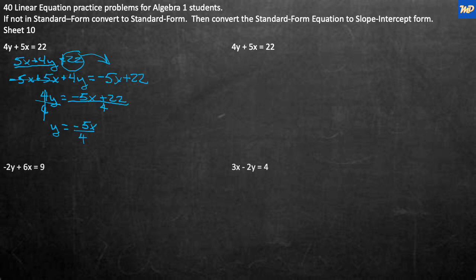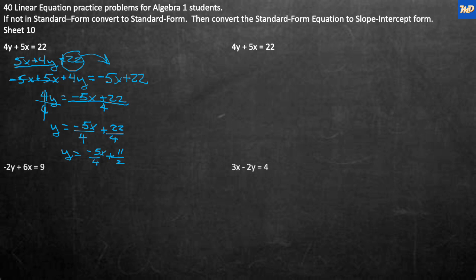And now we have plus 22 over 4. And 22 over 4 is 11 over 2. So the final answer is y equals minus 5x over 4 plus 11 over 2.